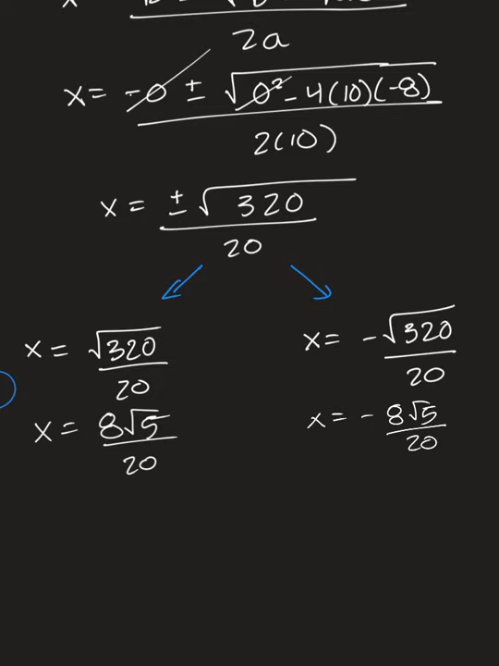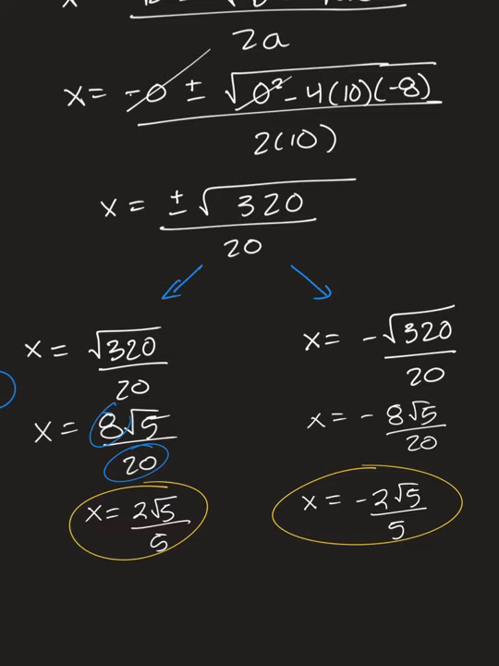But then we can also see that the 8 and 20 both have a 4 in common. So we can actually divide that fraction and simplify it, giving us 2 square root of 5 over 5. And then this one is going to be x is equal to negative 2 square root of 5 over 5. So that would be our final answer. And you can also write it as x is equal to plus or minus 2 root 5 over 5.